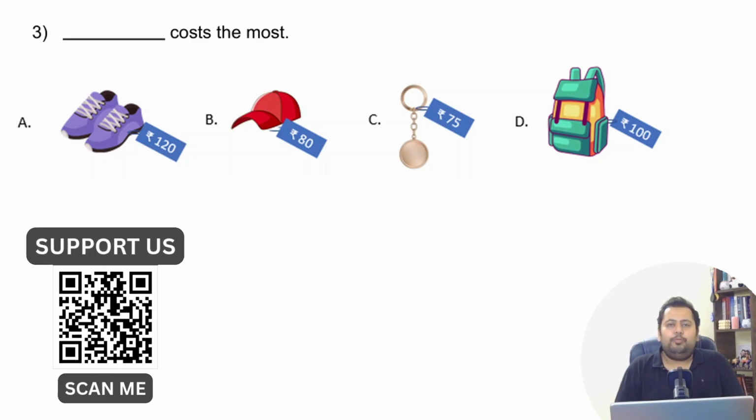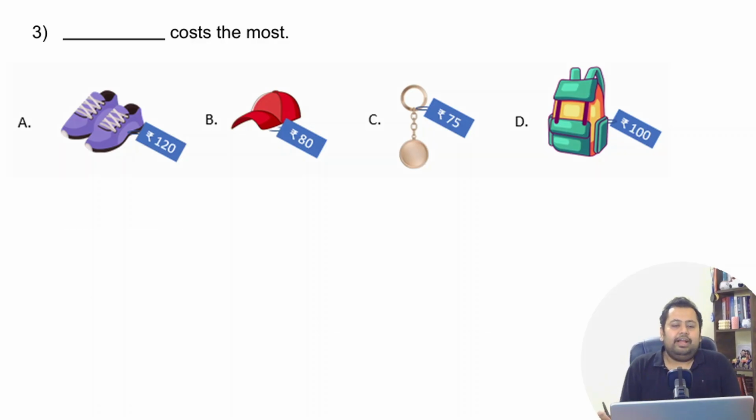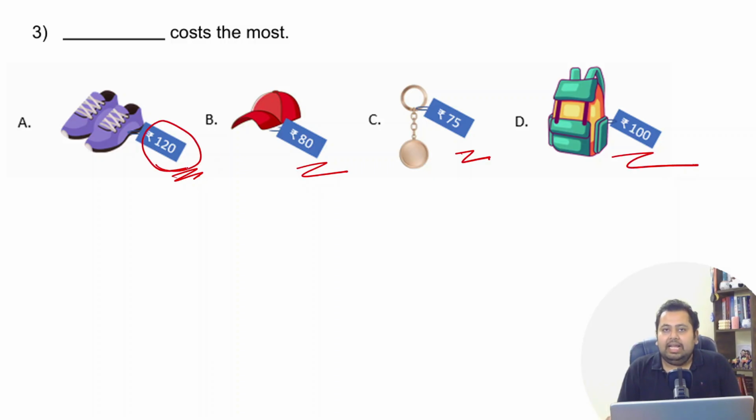Well, great. I hope you have got it correct. It is just finding out which is the highest number. So out of 120, 80, 75, and 100, obviously 120 is the greater number. So what costs the most? It is option number A, that is shoes actually cost the most, right? I hope you got it correct.